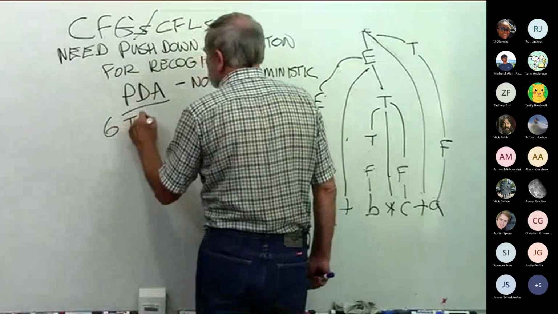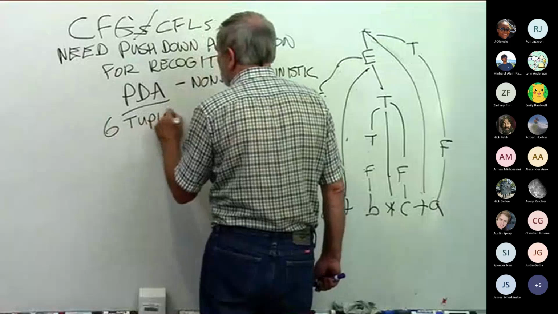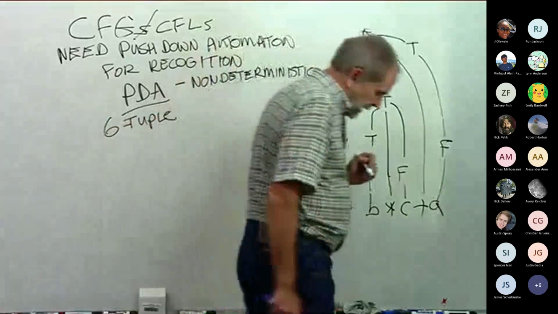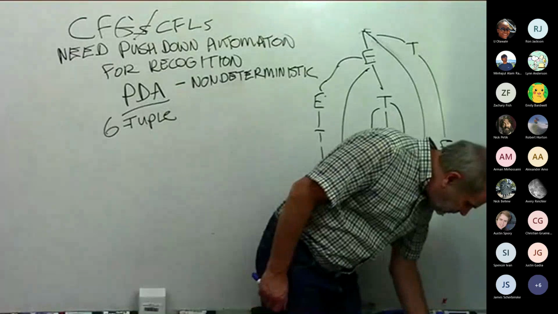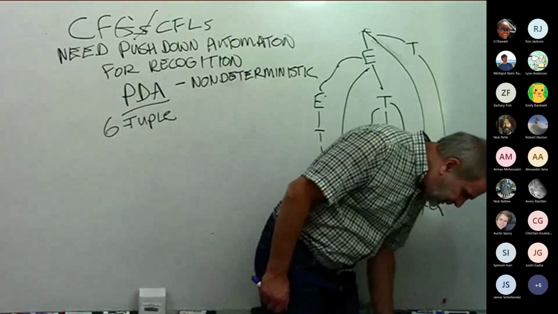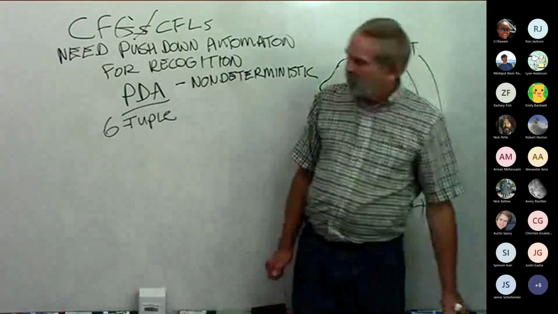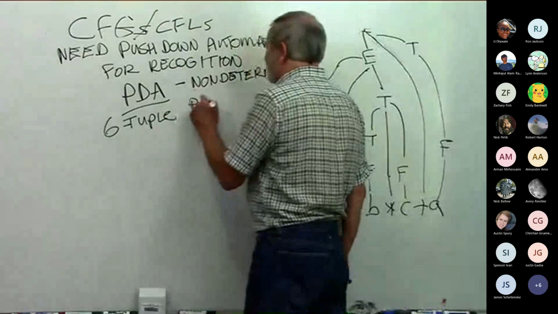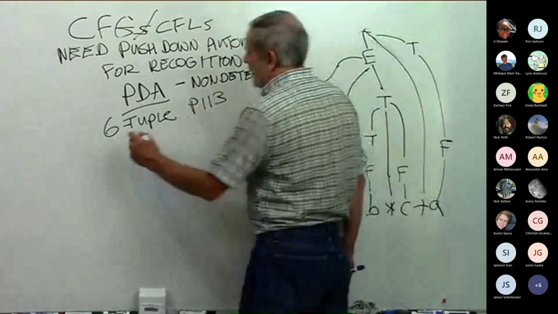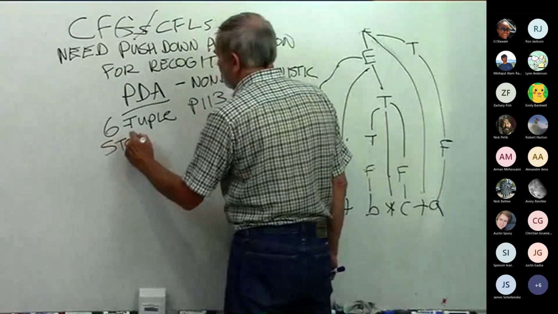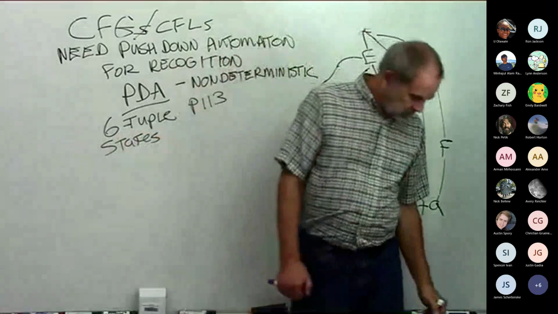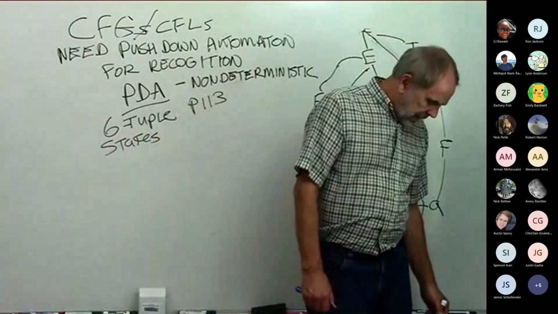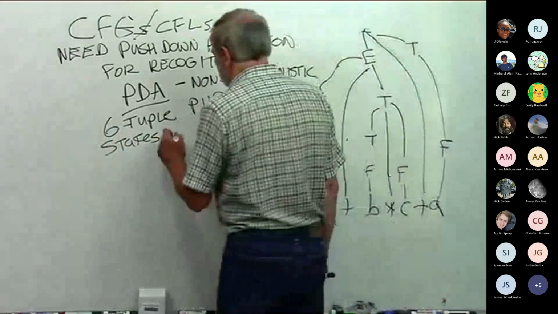The PDA is a 6 tuple, as shown on page 112. I'm sorry, 113. We have states like an NFA. We have an alphabet.